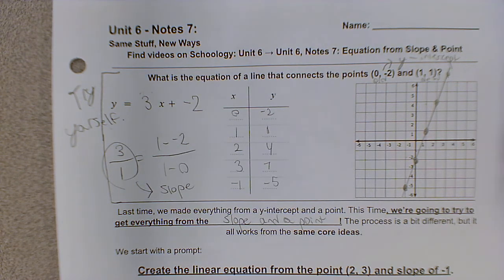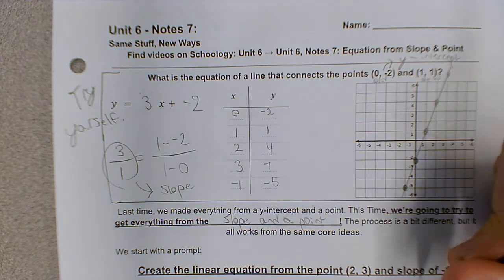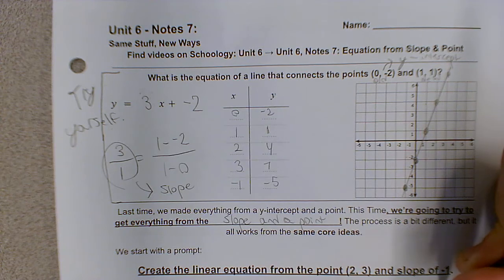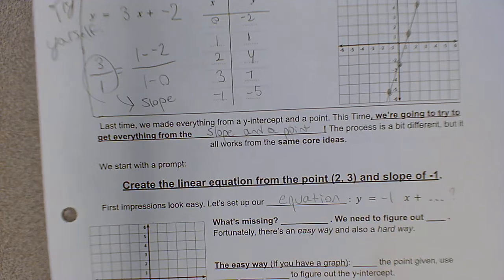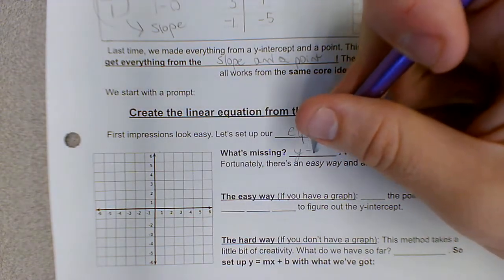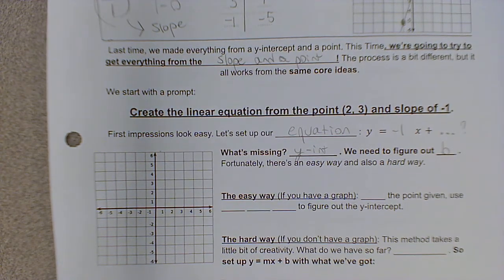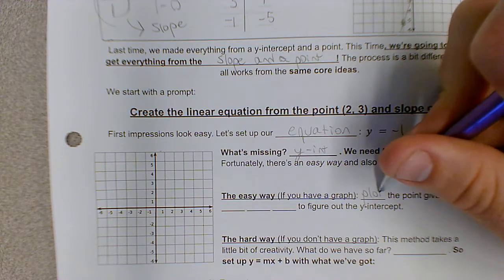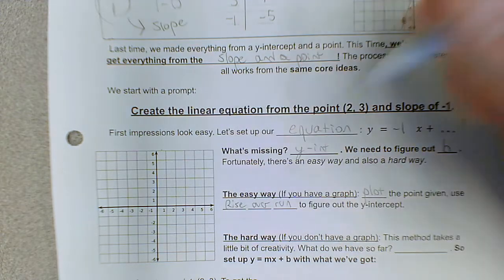Okay, first impressions, looks easy. Let's set up our equation. y equals, our slope is -1, and our y-intercept is no idea. Okay, so what's missing? We're missing our y-intercept. We need to figure out what b is. Fortunately, there's an easy way and a hard way. So, the easy way is if you have a graph. We're going to plot the point given and use rise over run to figure out the y-intercept.